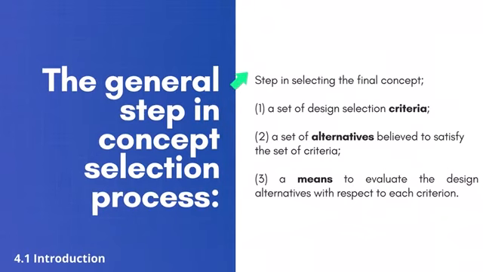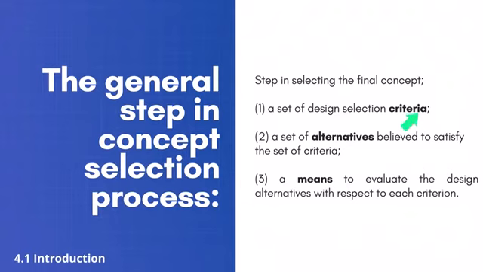Generally, in selecting the final concept, usually we have 3 steps. The first one is to set a design selection criteria. Second, to set a group of alternatives believed to satisfy the set of criteria. And last, a means to evaluate the design alternative with respect to each criterion.